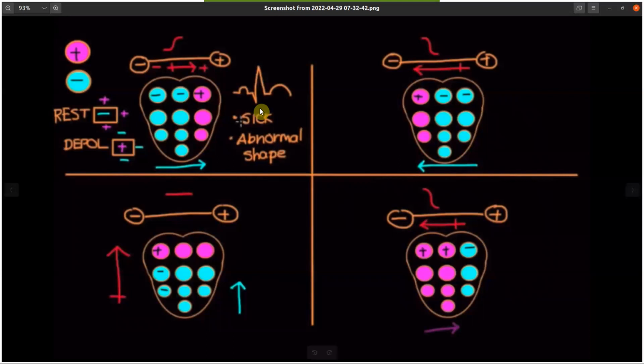I don't know if you can see my mouse, but here we have the heart, then we have the nodes, and above we have the waves going up, and the other way is going down. And if it's perpendicular, we can see it's flat. And a repolarization is the same thing as a depolarization going the other way.